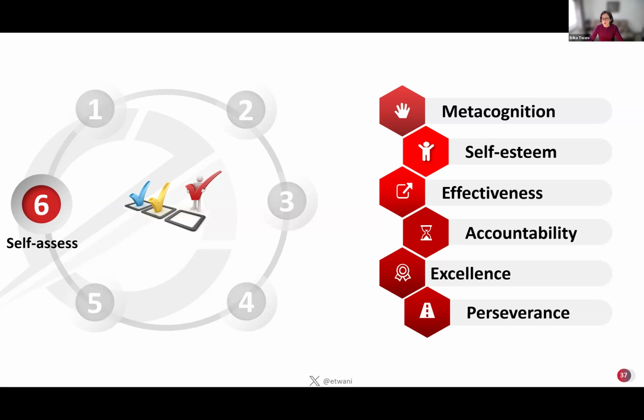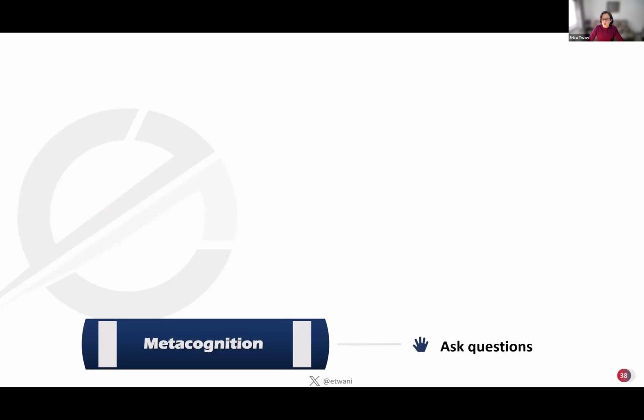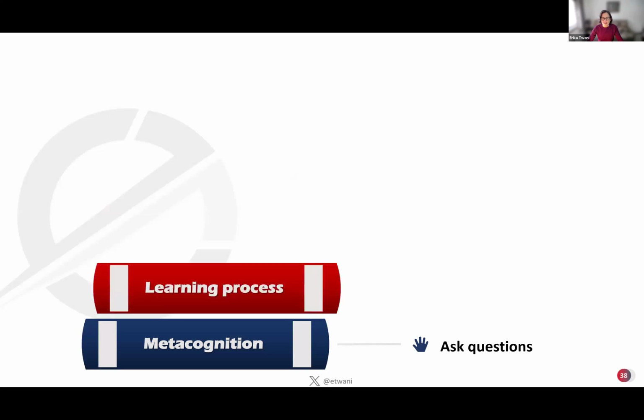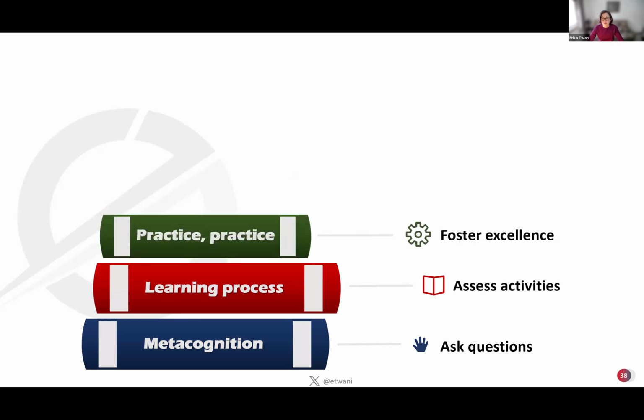And a child can learn to self-assess in the safe school environment. And by allowing learners to choose a path and then experience the consequences of their choices, they'll become aware of the decisions that will impact their reality. So how do we do this? Very, very simple. First, metacognition, we ask questions. How did you do it? How much effort did you put in each of those steps? What were the skills that you developed? Then the learning process, assess the activities specific to that subject. Then practice, practice, practice to foster excellence.